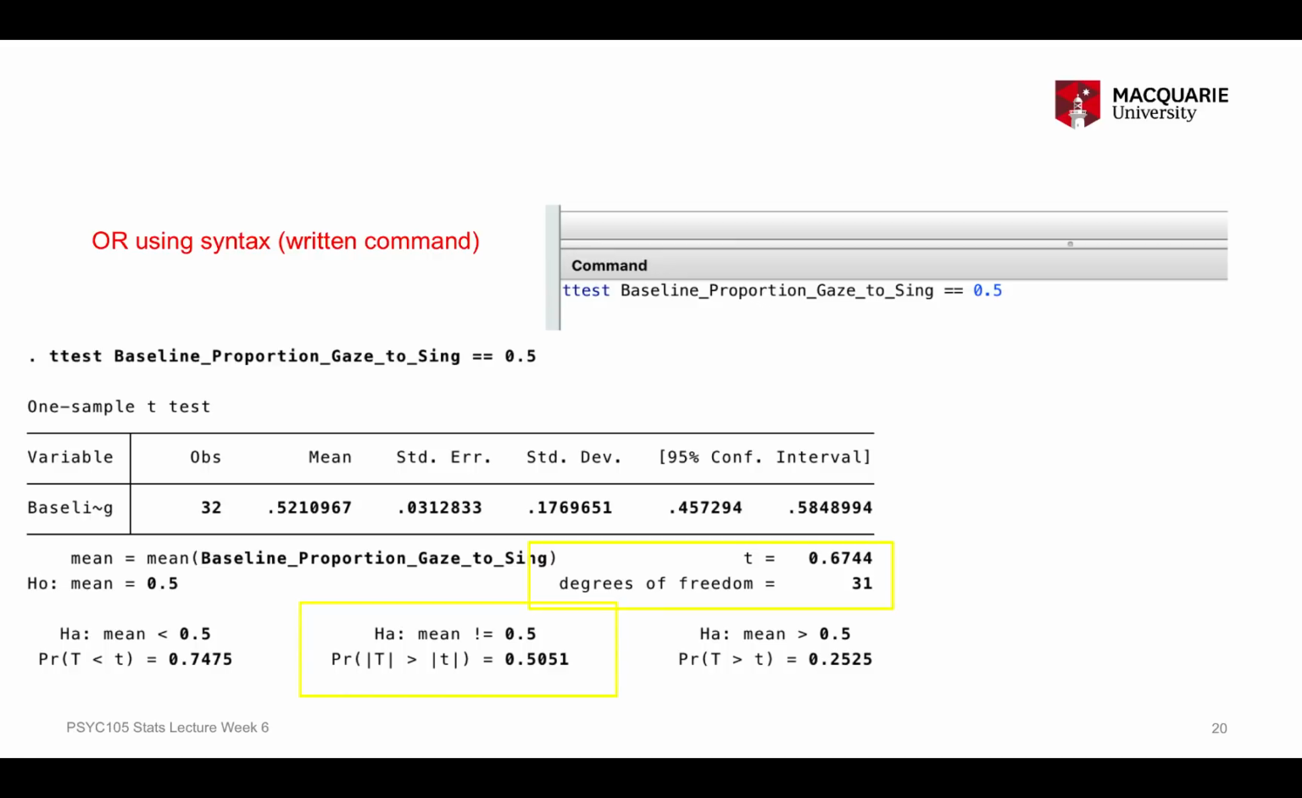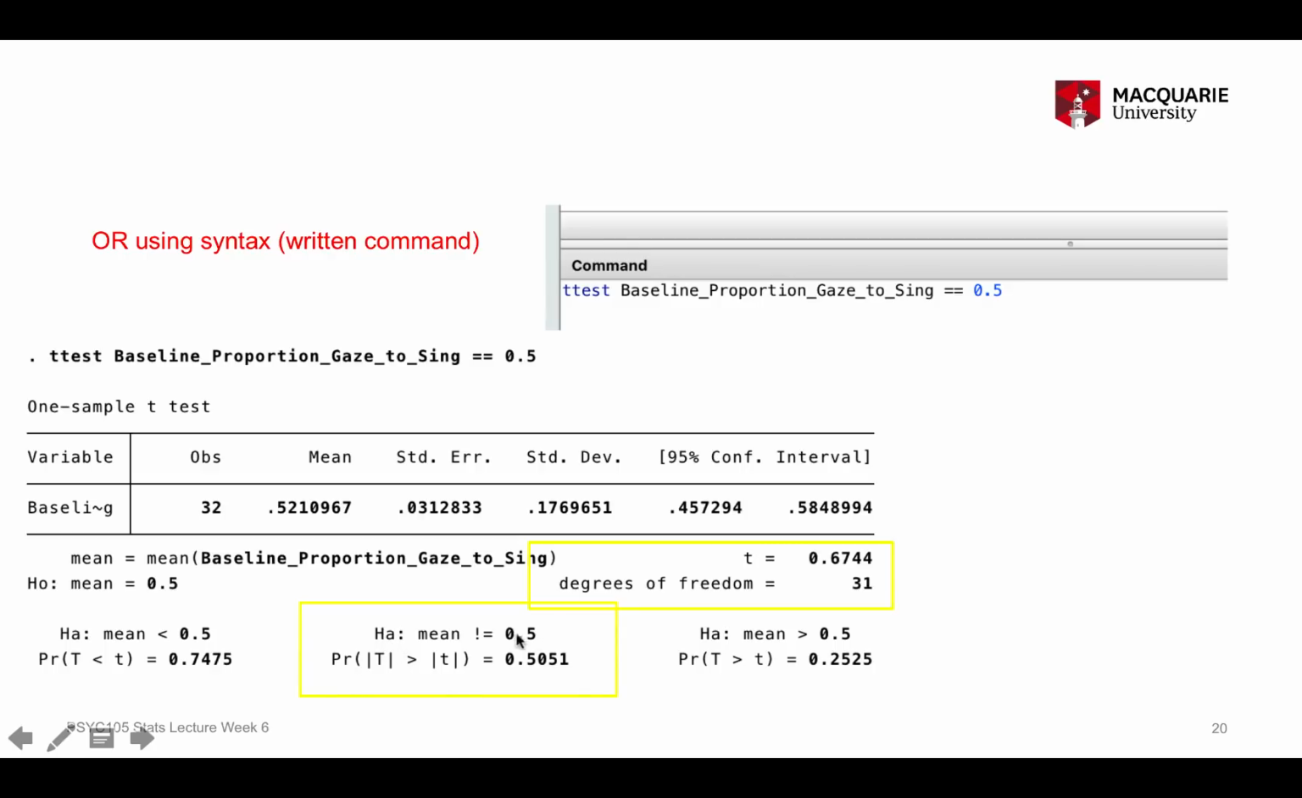So I said to you last week that for this entire course, for the rest of your psychology statistics education at Macquarie, if you keep on doing research design and statistics in psychology here, we are always going to be talking about two-tailed tests of significance, which means that the middle piece of information here is the only one that you need to focus on. Completely ignore this one and completely ignore that one.